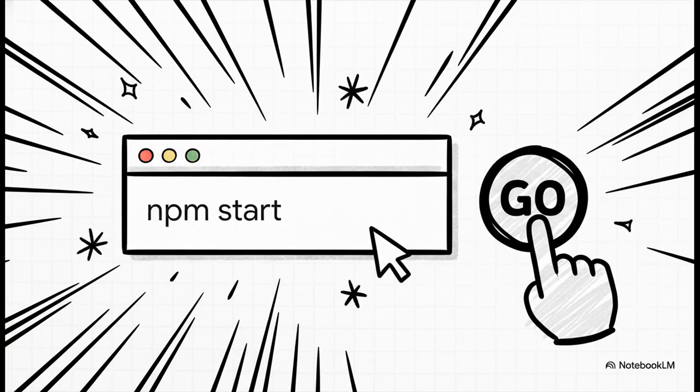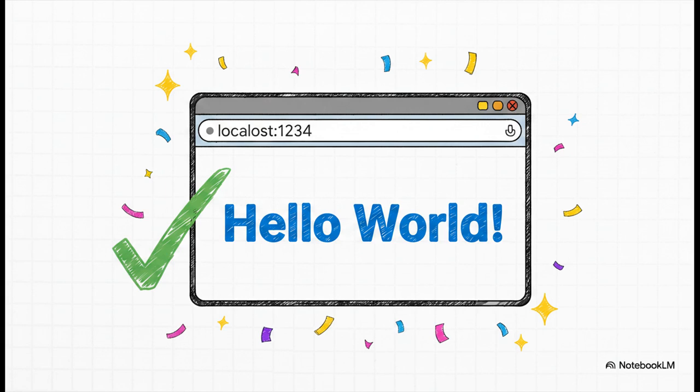Back in your terminal, it's time to run that script we just created. Just type npm start, hit enter, and watch Parcel do its thing. And just like that, you're live. Parcel will bundle everything up and spit out a URL for you, usually localhost 1234. Open that up in your browser, and you should see a big, bold, blue Hello World. That's proof that Tailwind is fully hooked up and working perfectly.